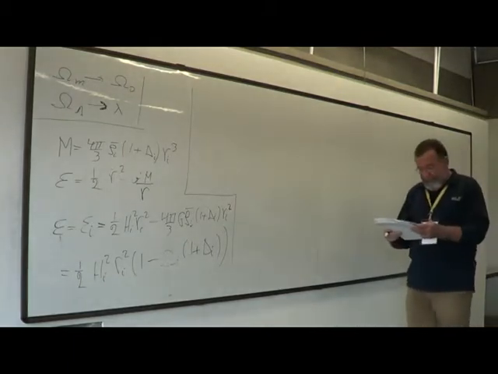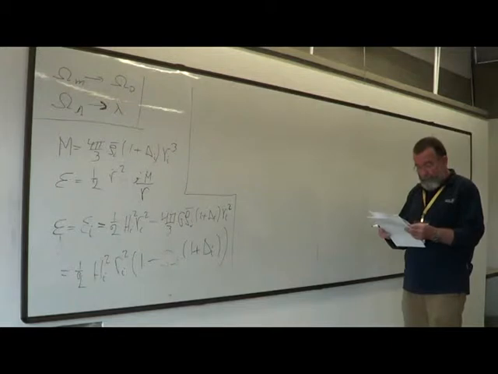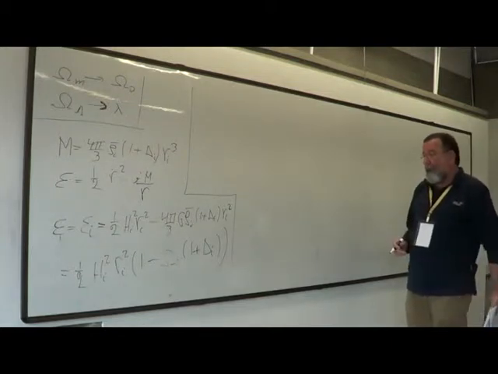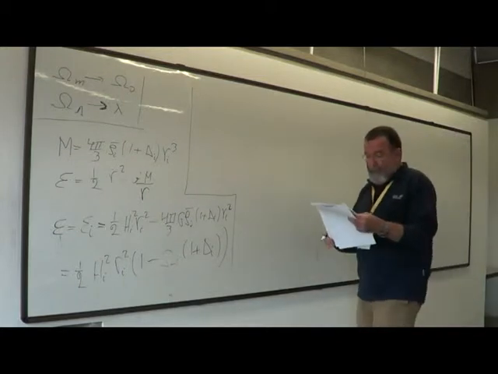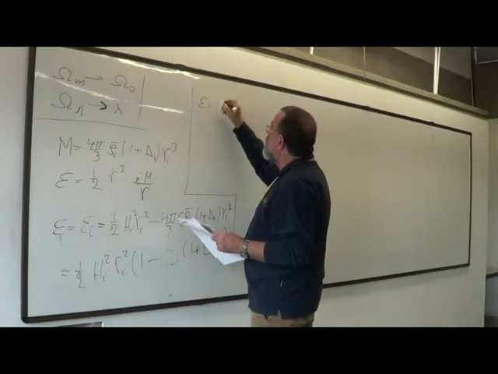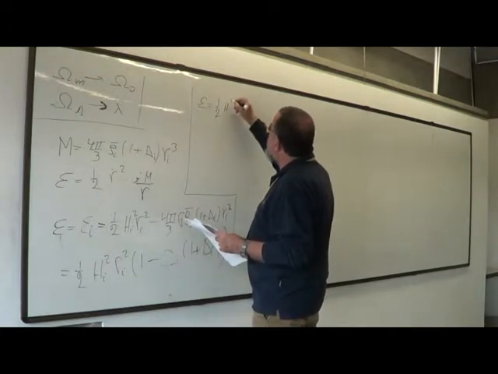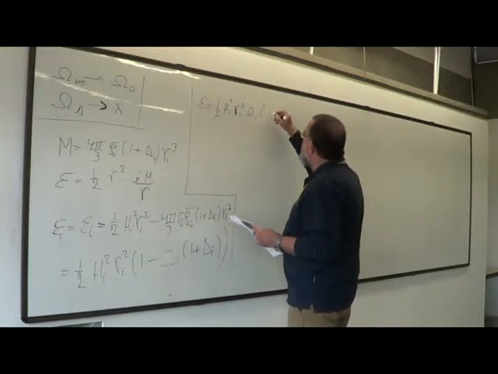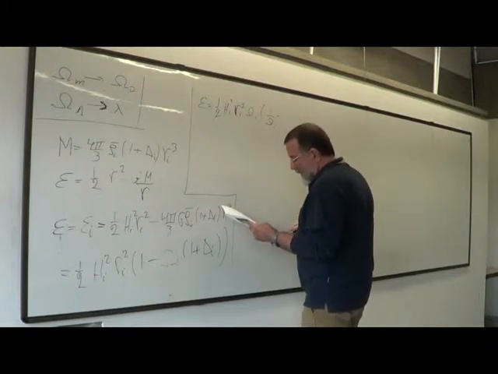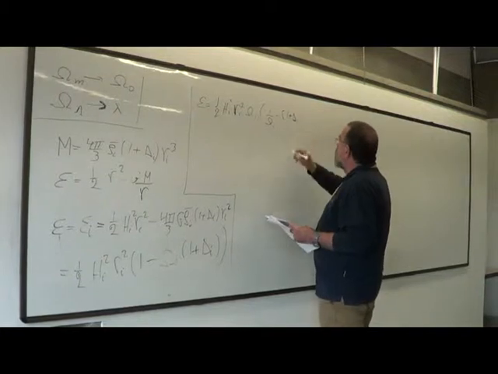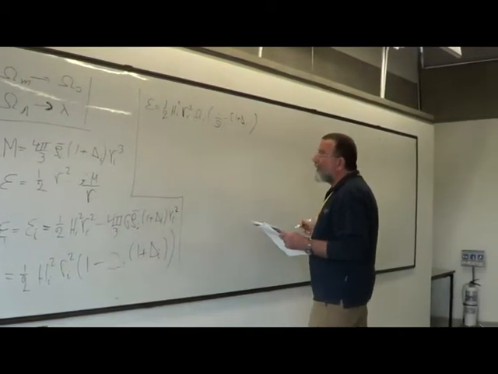Okay. So, and now we consider here, what else? Yeah, I can write it as half H I squared R I squared omega I times 1 over omega I minus 1 plus delta I. I'll use it later on.